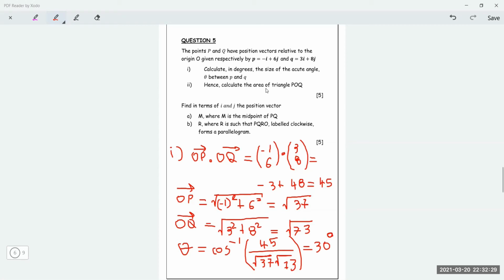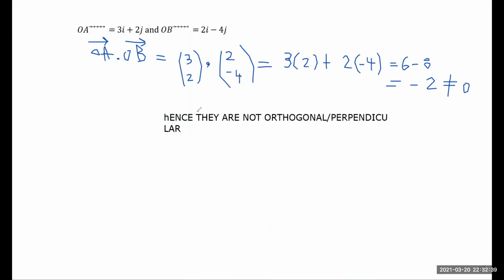Then it says calculate the area of triangle POQ. To calculate the area of triangle POQ, I like to draw a sketch. Before I do anything, I draw my sketch. Why? I know that Q is the point (3, 8). So let's say this is 3, and this is 8. Then this is my point Q.